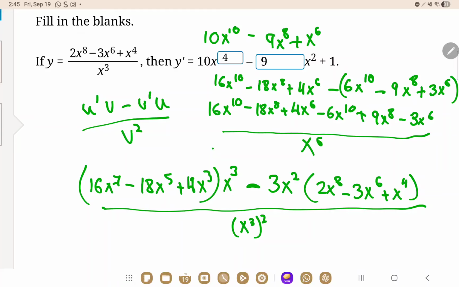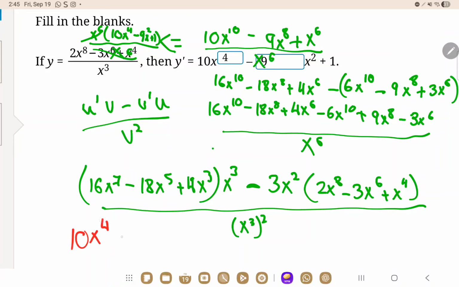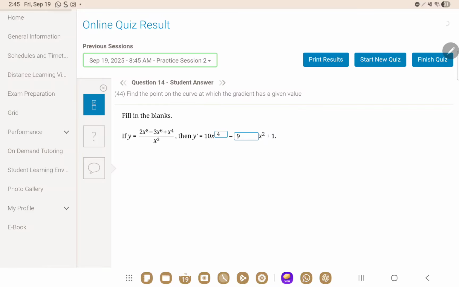Now we need to take out a common factor, which is x^6, common among all of them. So x^6 into 10x^4 minus 9x^2 plus 1, over x^6. The x^6 cancels with the x^6. You're left with the final answer here in red: 10x^4 minus 9x squared plus 1. Now that's it for this question. Moving on.